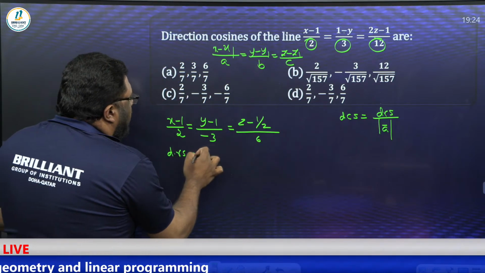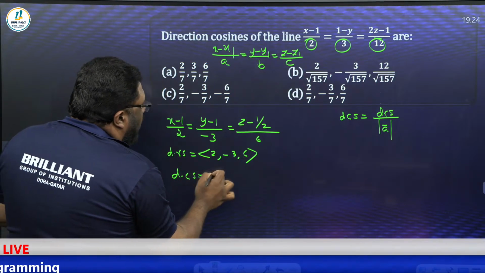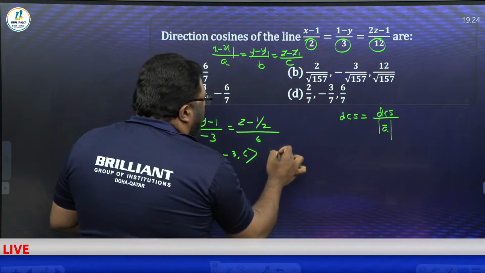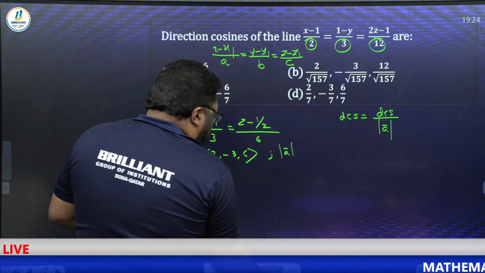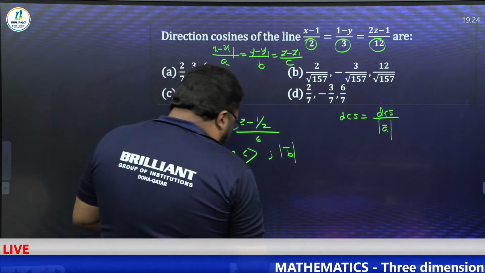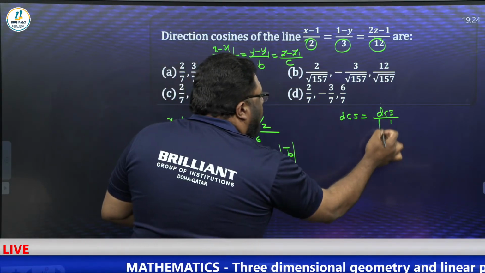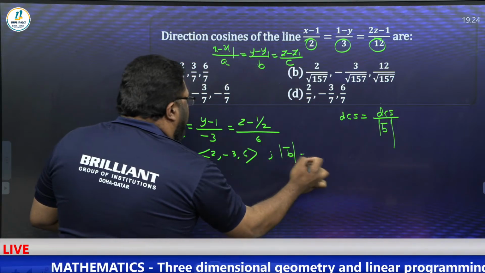What are my DRs? 2, minus 3, 6. Then what are my DCs? I have to divide with the magnitude. So what is the magnitude of this vector? Okay, let me call that vector as b vector. Normally we call it b vector for the line, yes or no? So we'll use the same vector only, b vector. Okay, what's the magnitude of b vector?